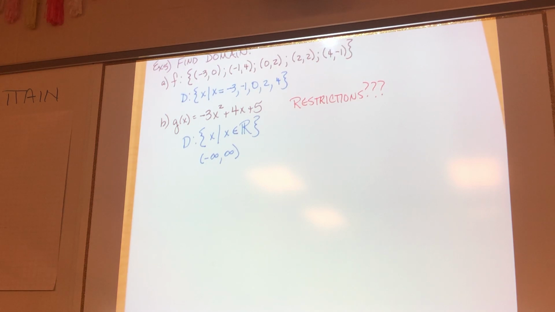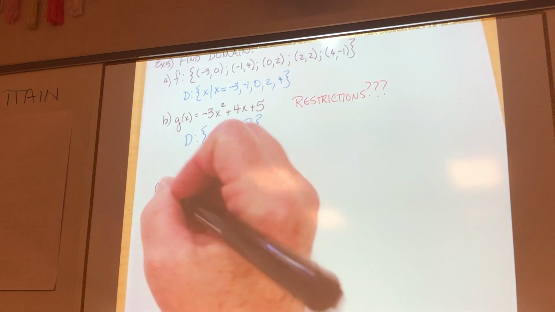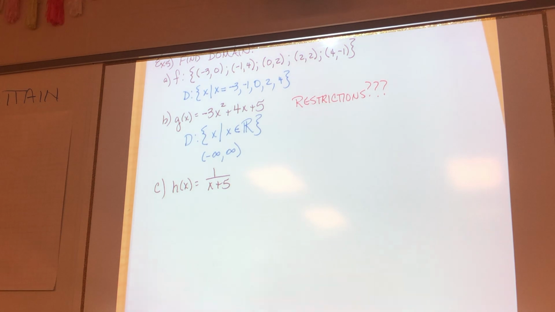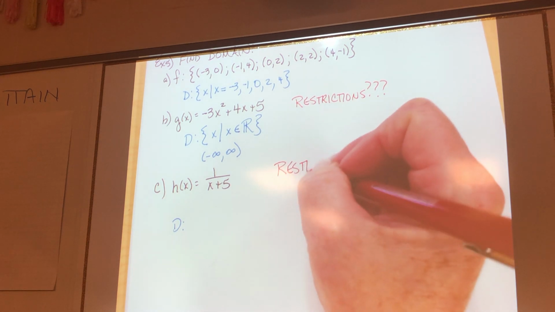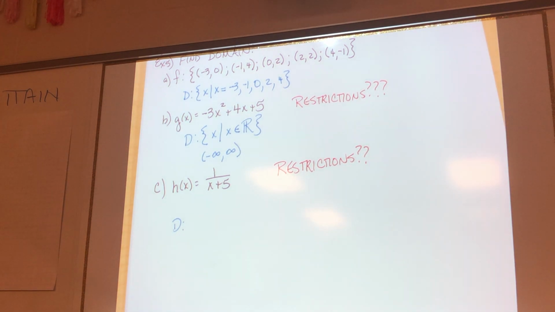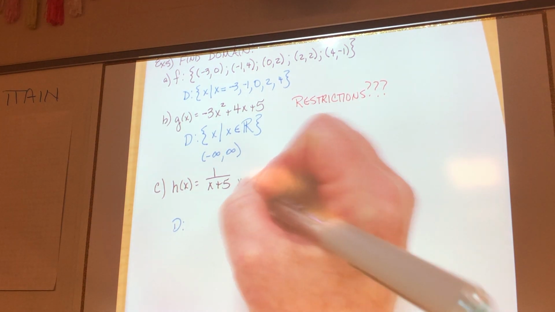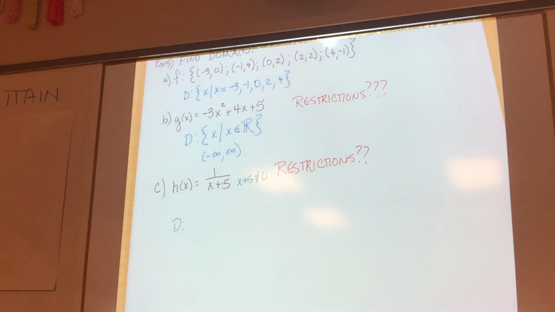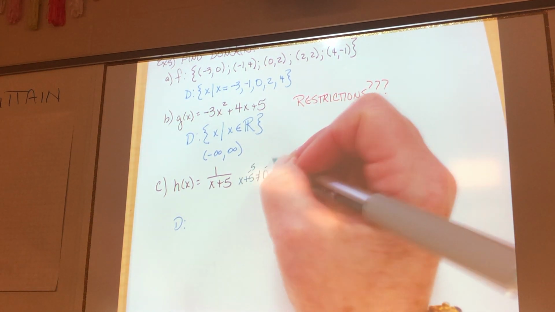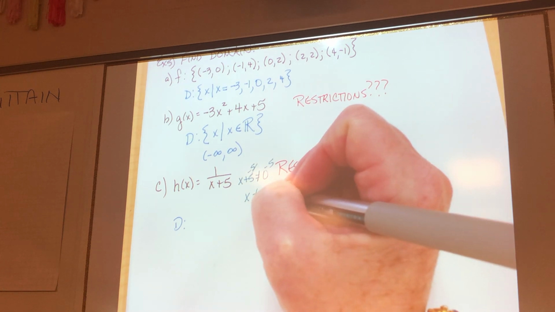Here's C. C says h of x is equal to 1 over x plus 5. Let's talk about my domain. What are you thinking? Restrictions. As soon as someone says, let's talk about the domain of this, we're thinking about restrictions. Does it have any restrictions? Yes, it has an x in the denominator. What are we supposed to do? Set it not equal to 0. So x plus 5 is not equal to 0. Now, listen to me: what if you set it equal to 0, solved for x, and excluded it? Would you be okay? Yes, it's going to be okay. So I subtract 5 from both sides. x cannot be -5.